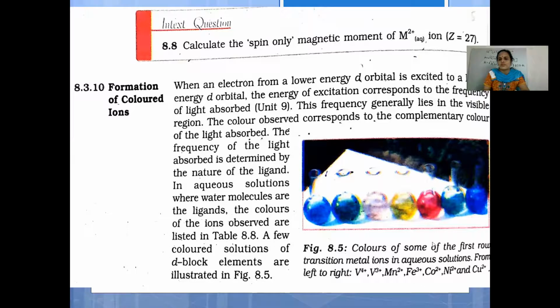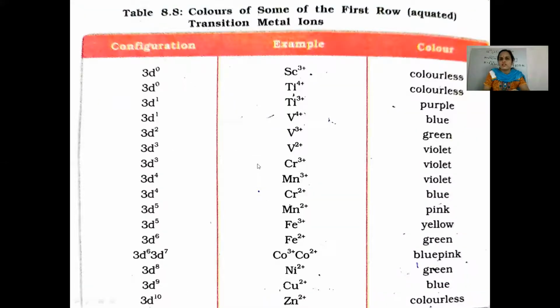You can see colors of some of the transition metal ions in aqueous solutions. This is vanadium, manganese. Manganese is pink in color. Cobalt, nickel is green in color, copper it is blue in color there. Iron is yellow in color. So this is one reason, and the second reason is due to the presence of unpaired electrons in the outermost shell. So here you see the colors of some of the first row transition metal ions, 3d0 and 3d10. Their color will be colorless. They will have no color.